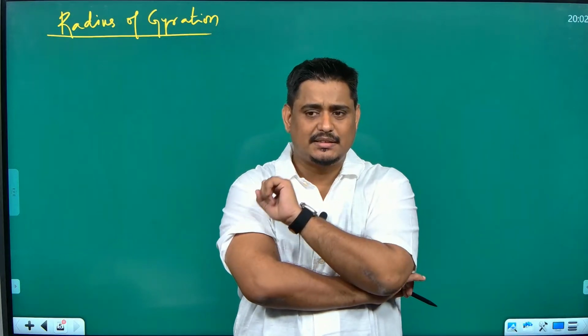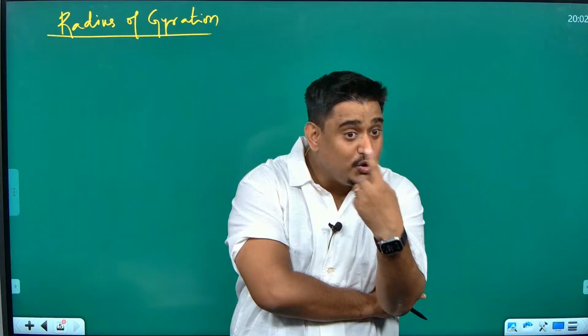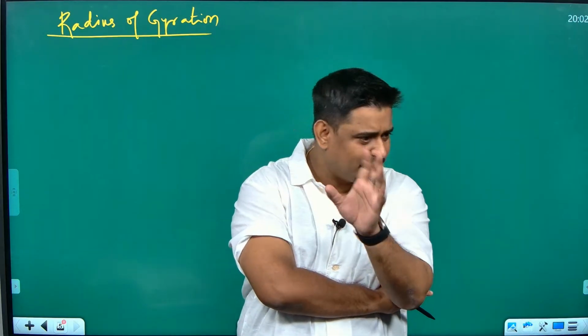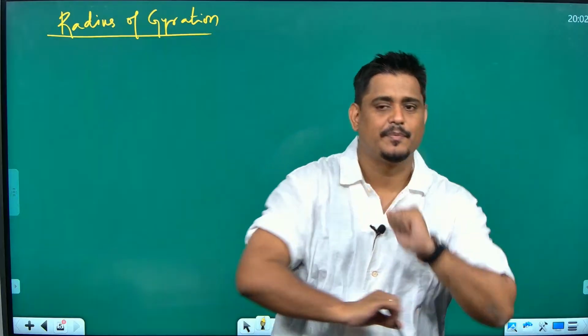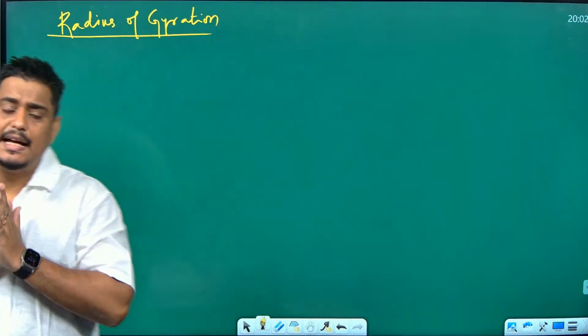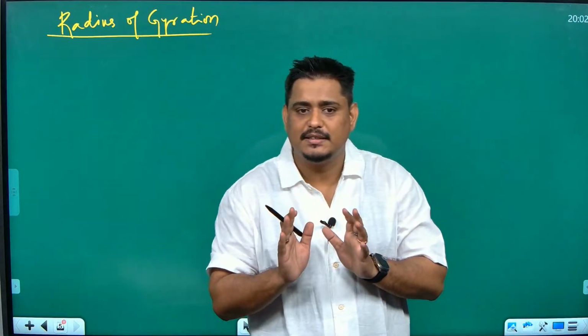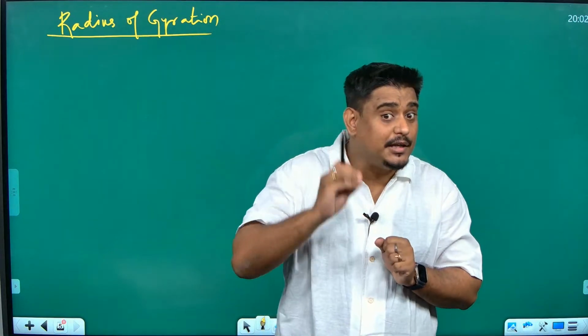Give me 10 minutes. I'll explain this to you. Then you once again read the same definition. It will be clear to you. But 10 minutes focus here, on what I am saying. So first of all, radius of gyration of any body is about a particular axis.